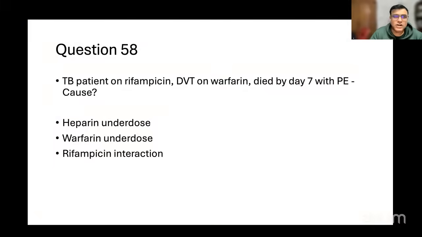A TB patient on rifampicin, with DVT on warfarin, died by day 7 with pulmonary embolism. What was the cause? Rifampicin is an enzyme inducer, which induces the CYP enzymes that metabolize warfarin. So the effective dose of warfarin will be reduced and not enough, and warfarin will not be able to show its action, which is to prevent PE. The patient will ultimately develop PE. So the correct answer would have been rifampicin interaction.